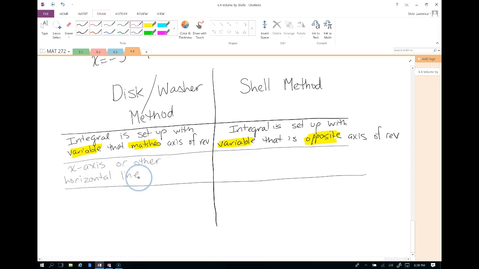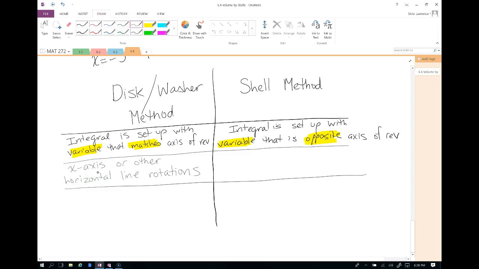And I say horizontal because the x-axis is horizontal. So any other horizontal line we can shift up or down to match up with the x-axis. Since the disk method uses the same variable as the axis of revolution, when we go around the x-axis and we use the disk method, we can keep everything in our integral in terms of x.